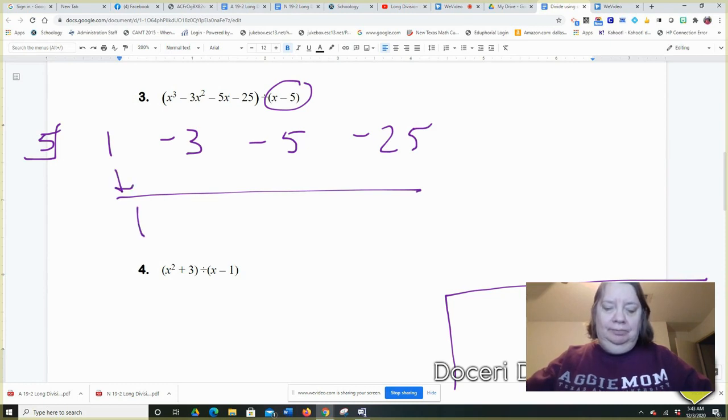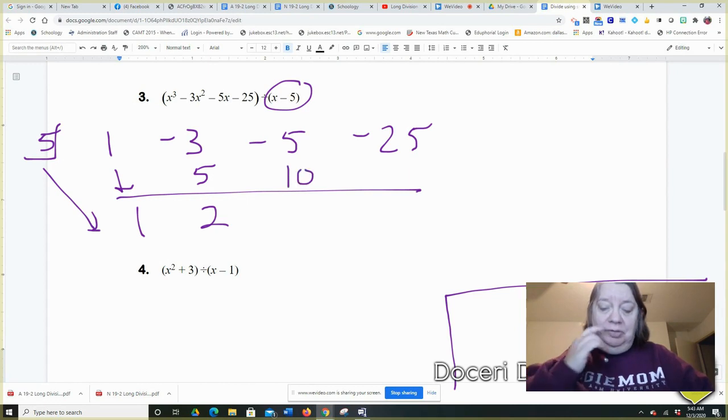Drop the first one. Multiply the number in the box times the number on the bottom. 5 times 1. Add. Multiply number in the box times the number on the bottom row. 5 times 2 is 10. Add. Multiply the number in the box times the number on the bottom row. 5 times 5 is 25.